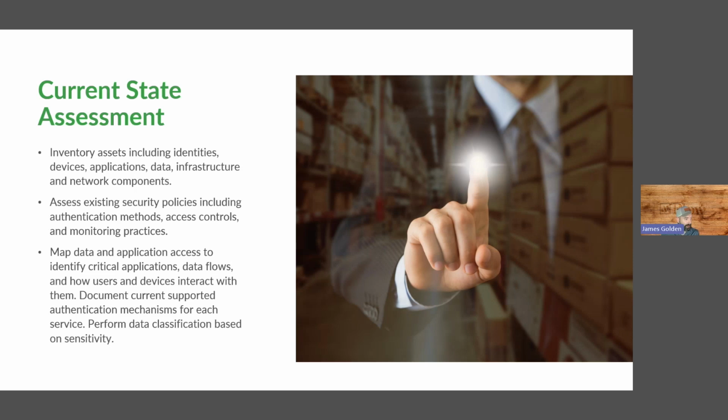Also, in current state, we need to map the data and application access to identify critical applications, data flows, and how users and devices interact with them. This is super important, and it's basically a fancy way of saying we have to look at the actual applications and services being offered by the IT department or by the organization to their end users so that we can properly map them out. The way we want to map them out is first and foremost by criticality. How important is it to the organization? How disruptive is it, should a disruption occur? And also what users actually access that. And you basically map that out for each of the services within your environment.